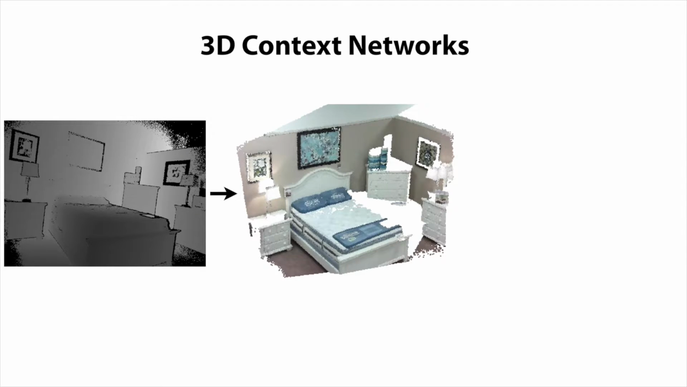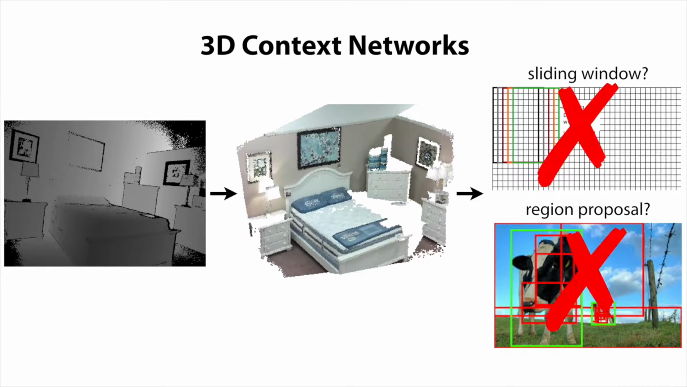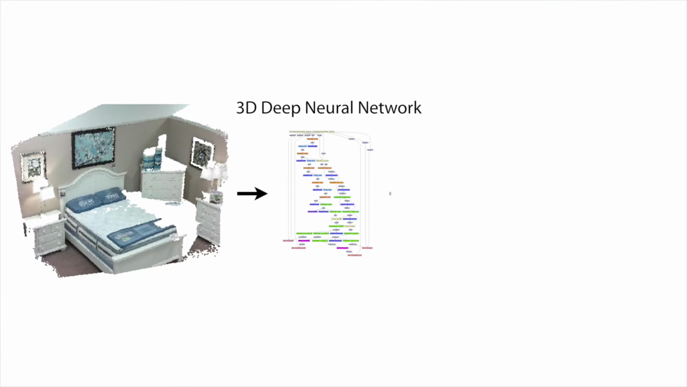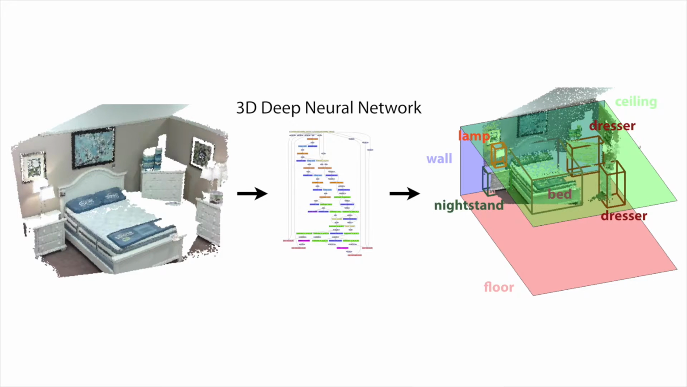Taking a depth map from an RGBD sensor as input, we represent the scene in 3D. Instead of using a sliding window approach or region proposals that consider each object separately, we directly feed the whole 3D scene into a 3D convolutional neural network to output the locations and size of all major objects for scene understanding.